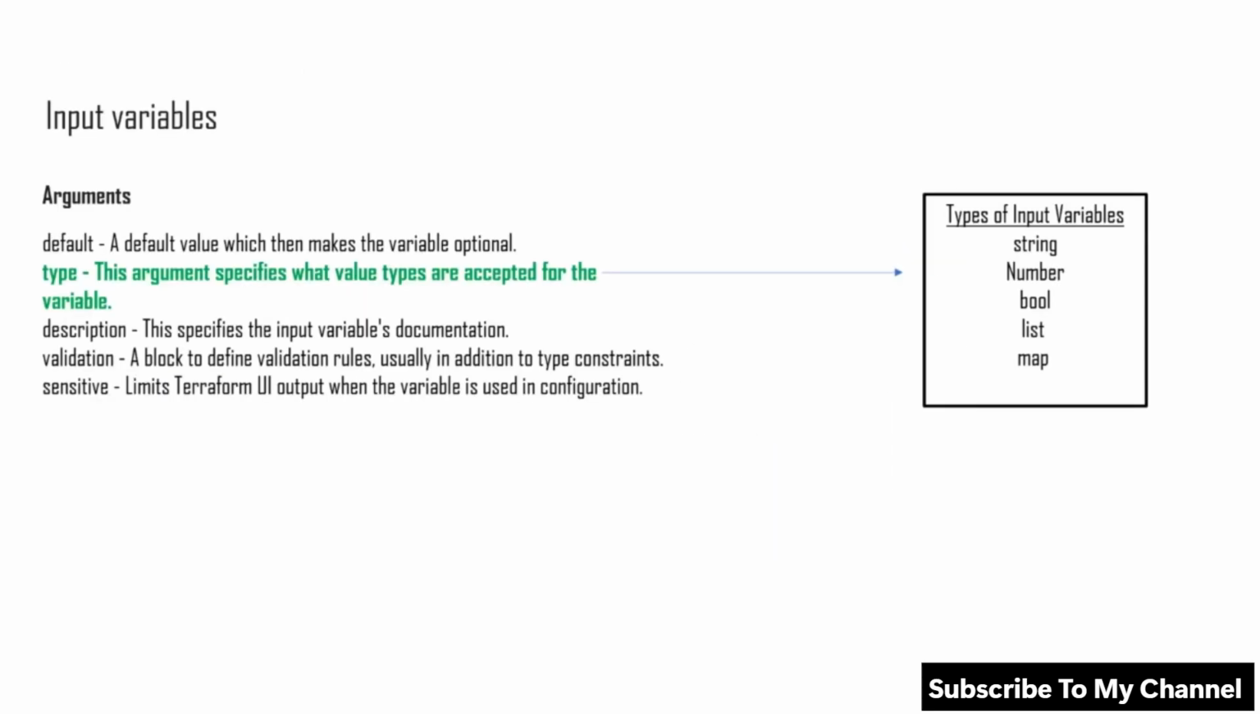Now let's dive into some more theory about the variable block. The variable block has the following arguments. It has the default. You can use the default to set values for your particular variable. This is an optional argument. Then there is the type. The type defines what type of variable it is. You have the following options: string, number, boolean, list, or map. I will give you examples about these types in a later lecture.